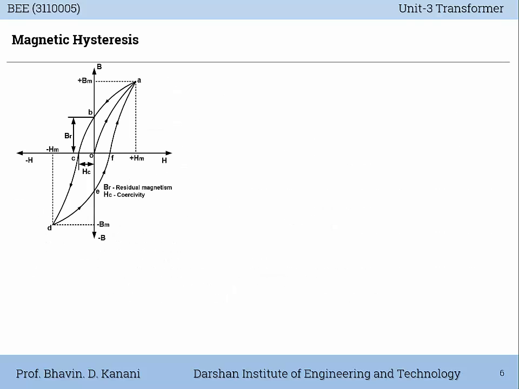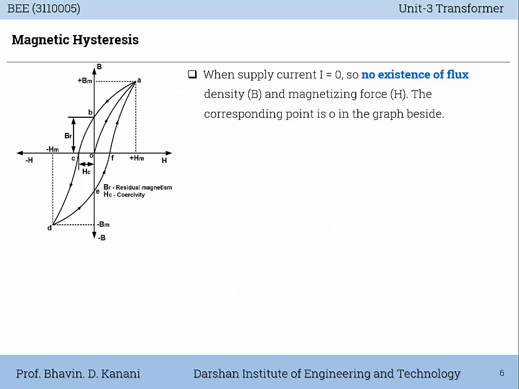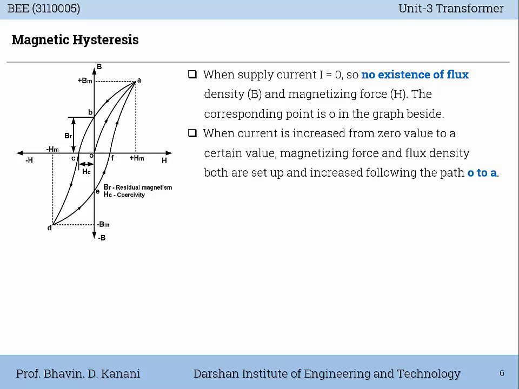From this diagram, when the supply current is 0, there is no existence of flux density and magnetizing force. That means B is equal to 0, H is equal to 0. This is at the origin point O. The corresponding point is O in the graph beside. When current is increased from 0 to a certain value, magnetizing force and flux density both are set up and increase following the path O to A.